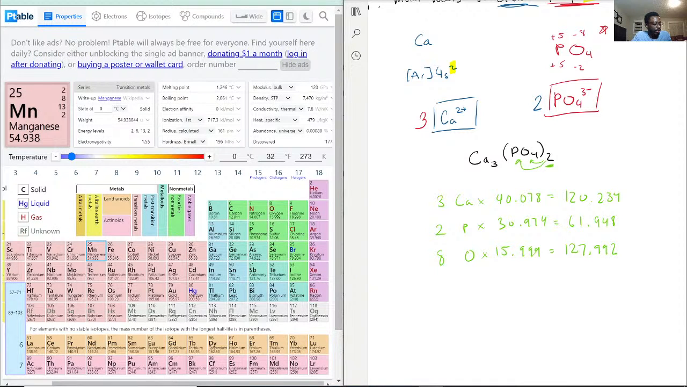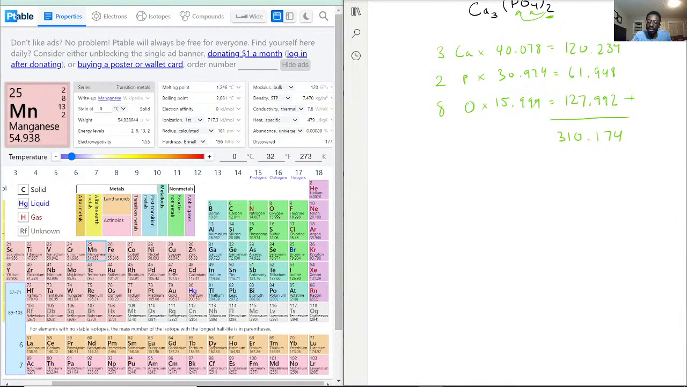Okay, so with that all being said, we add them all together. So now we have that plus the 61 plus the 120. Our total is 310.174. That's not a good one. There we go. Alright, so that means that our molar mass in total is 310.174 grams per mole for calcium phosphate.